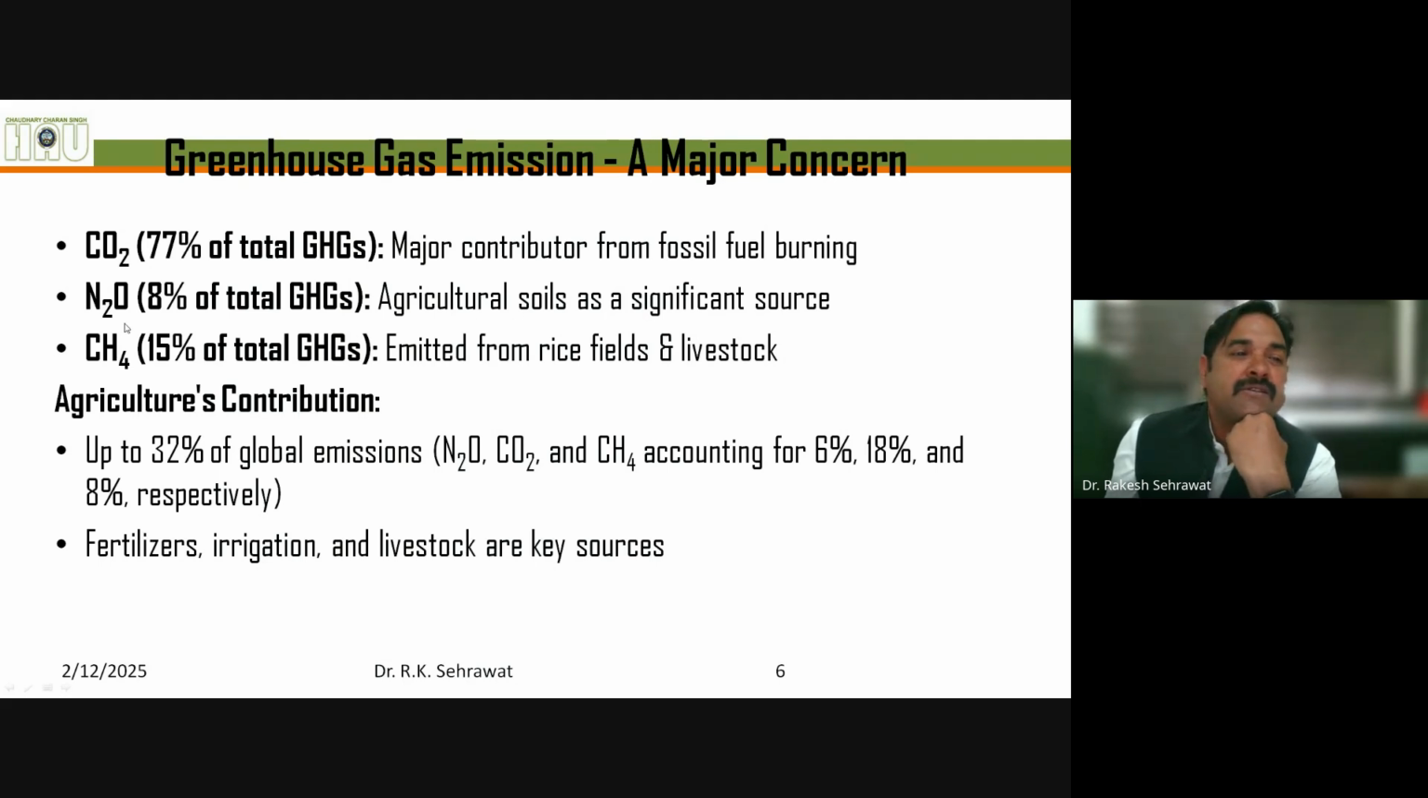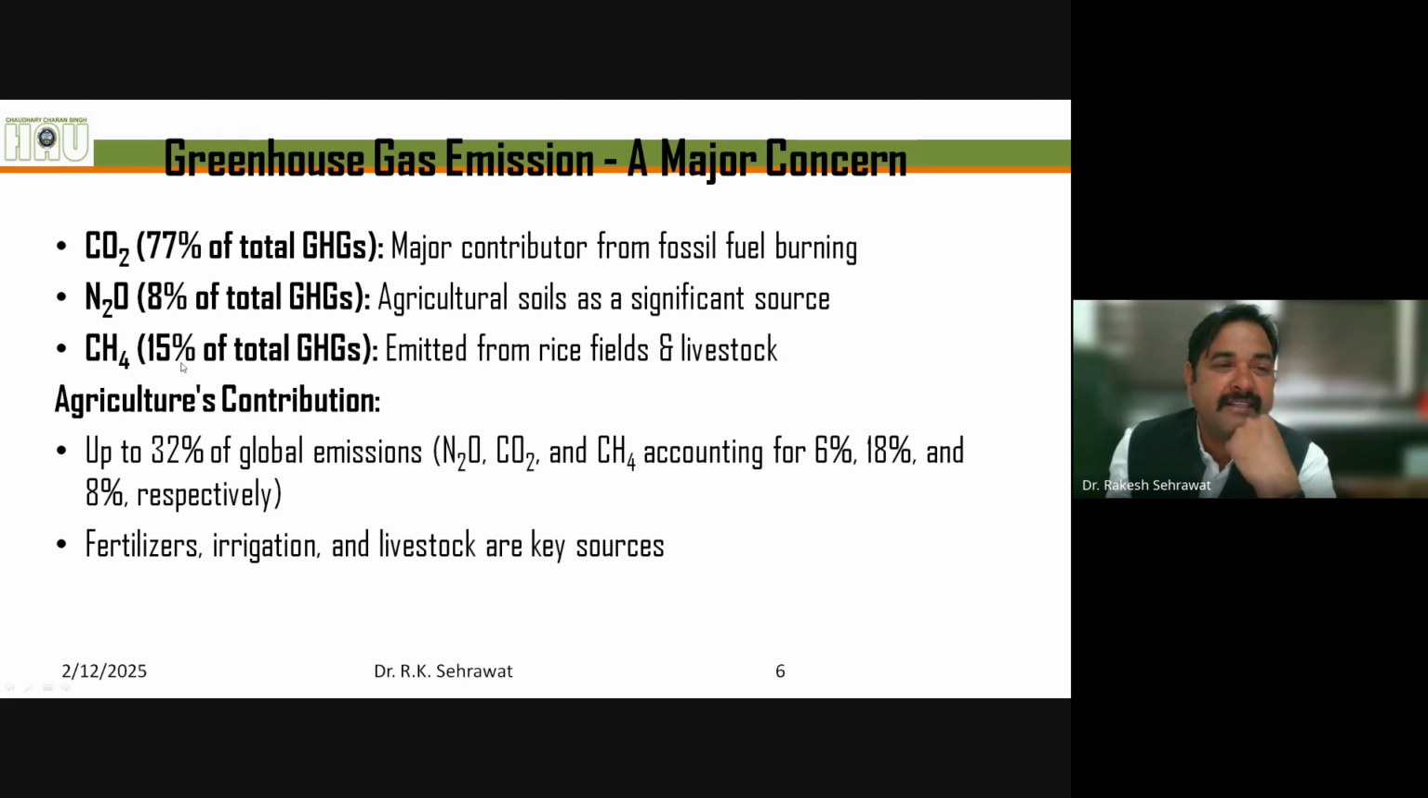Then nitrous oxide contributes 8% of the total greenhouse gases. Agriculture soils are a significant source because whatever urea you add is actually ammonia, and ammonia turns into nitrous oxide. But there are many microorganisms which can convert ammonia to nitrate without converting it into nitrous oxide. So we can use those microorganisms to reduce that.